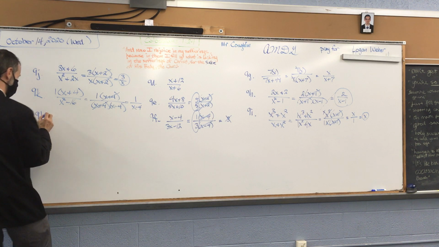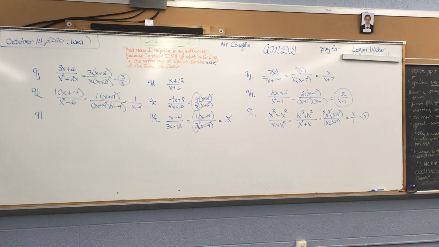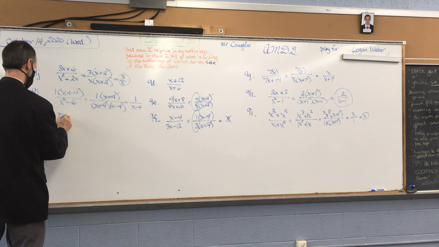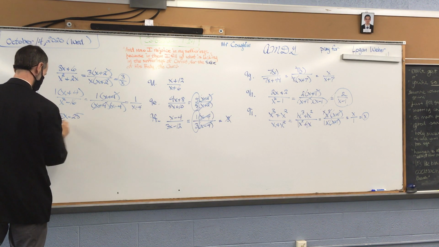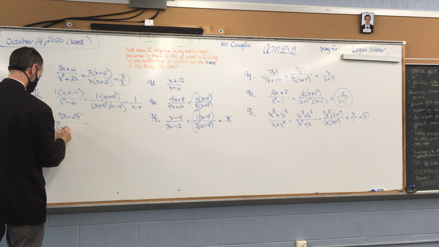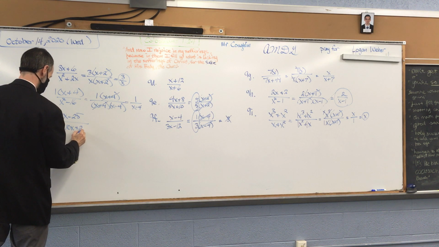On the top left, GCF of 5. Oh, sorry, I forgot to write it. Hang on. 5x minus 25 over x squared minus 10x plus 25. Somebody read the bottom for me, please. X squared minus 10x plus 25. Okay, Reagan, take over.